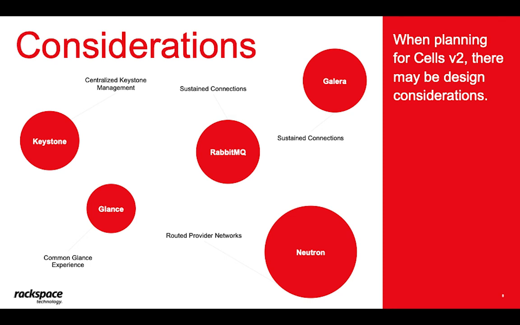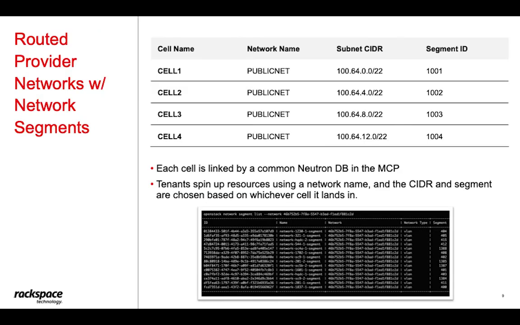Neutron, though, is a little bit different because in this case, we have cells that might be in different rack locations. And this customer has a leaf-spine architecture where the rack or the row is a layer 3 boundary. So if you're going to do Cells v2, you've got to employ Neutron dynamic routing, which I think I might have on the next slide, where it's one network, multiple segments, and each segment is a layer 2 and a layer 3 boundary.